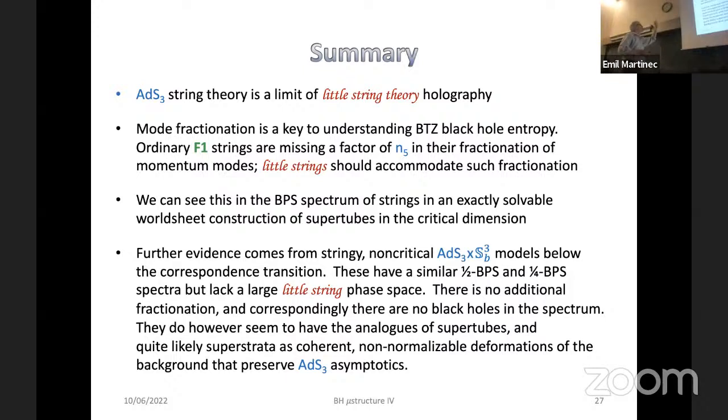I've been trying to propound a picture where I should think of AdS string theory in AdS3 as some kind of decoupling limit of little string theory holography on 5-branes. And so when you do that, then in these regimes where the number of 5-branes in the effective string theory is bigger than 1, so that I'm in a supergravity regime, then the thing you need to do is to find this factor of N5 in the fractionation of the excitation spectrum.